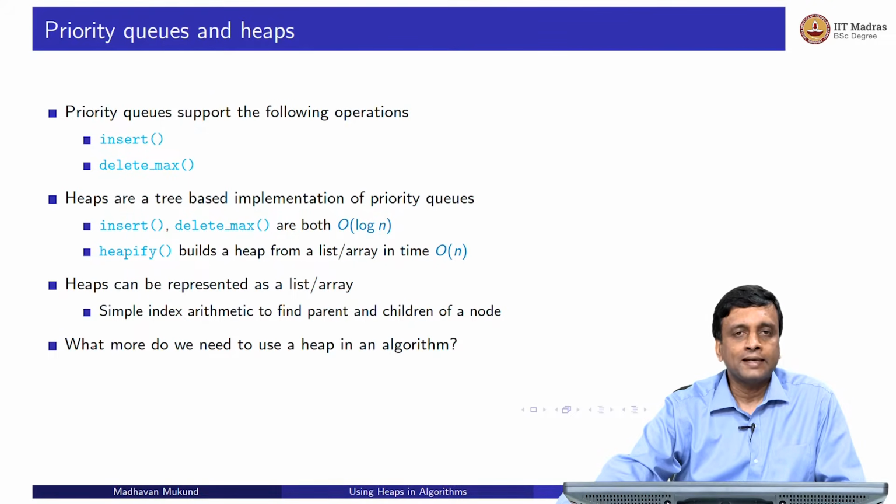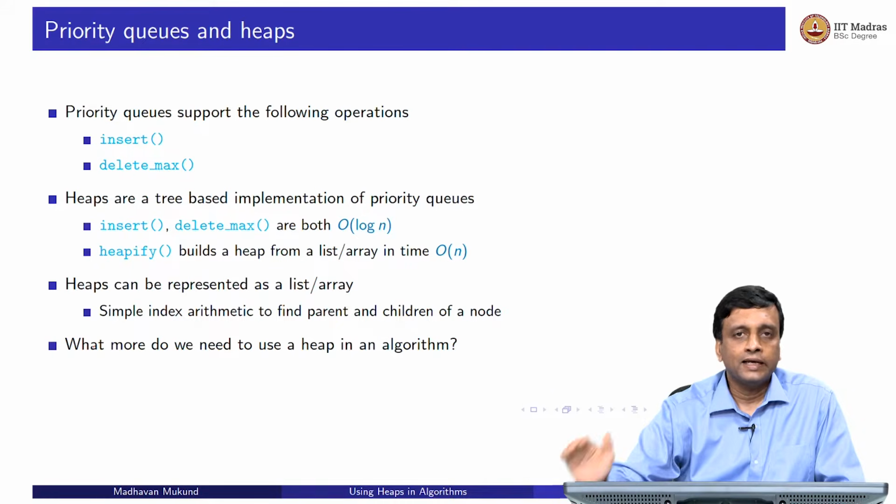Heaps are balanced binary trees, in which insert and delete max or delete min can both be done in log n time if there are n elements currently in the heap. And then to start with, you must make a heap. We saw that you could take a list of n elements and construct a heap from it in order n time.